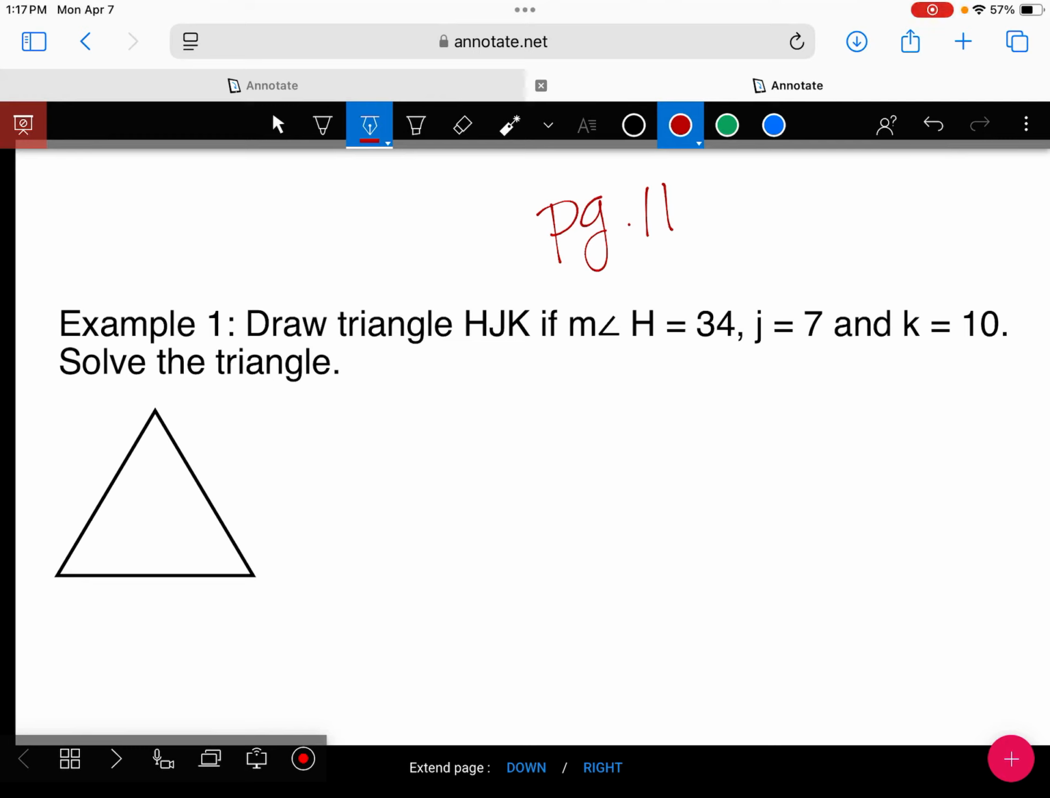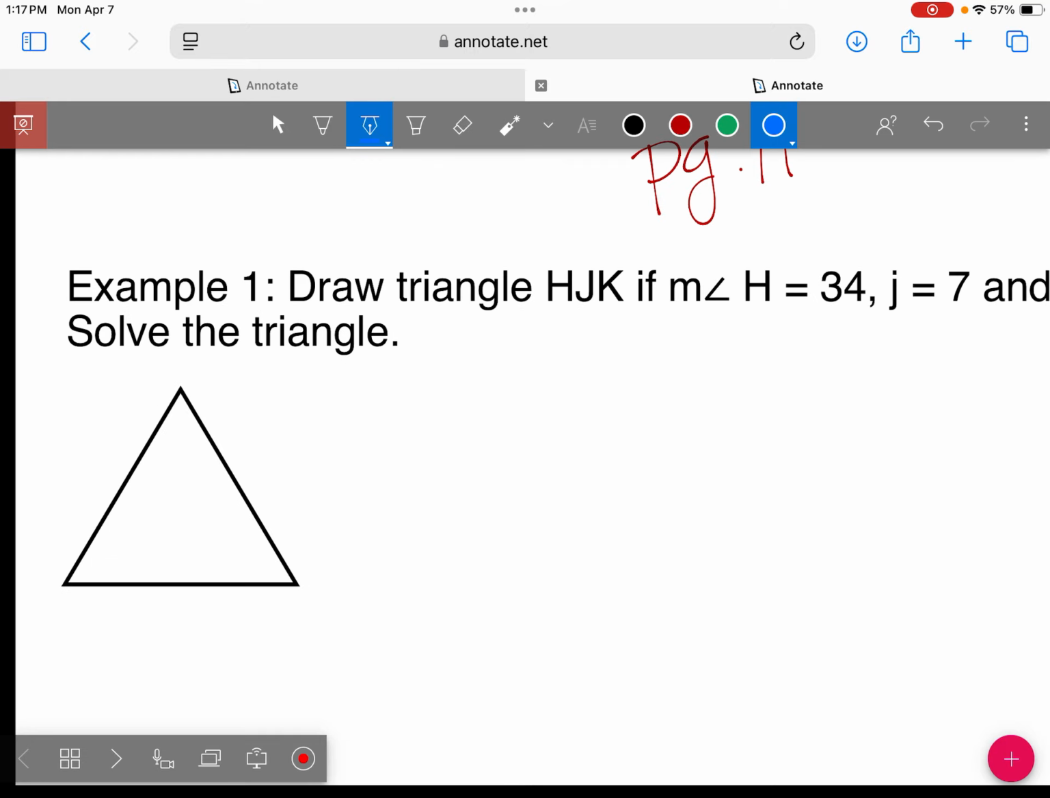All right, so we got draw a triangle, and the triangle is HJK. It told us that H is 34, so that would go inside. Little j is opposite of big J, so that would be 7. And it also said little k is 10.